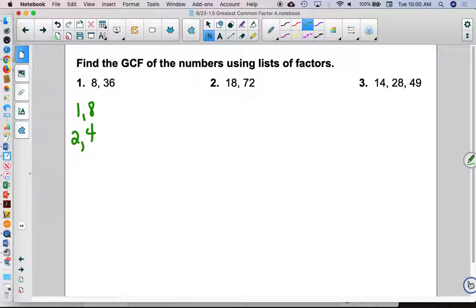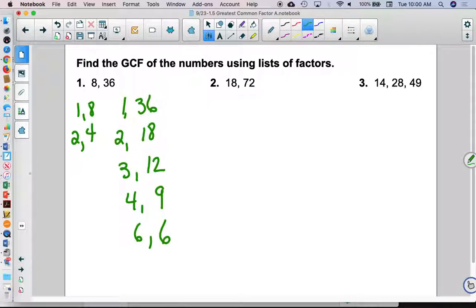And over here I've got 6 and 6. 1 and 36. I've got 2 and 18. I've got 3 and 12. I have 4 and 9. Not 5, but 6 and 6. What's the GCF? 2 they have in common, but the greatest common factor has to be the 4.